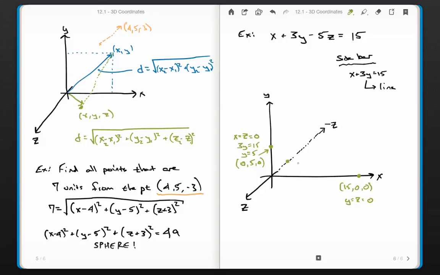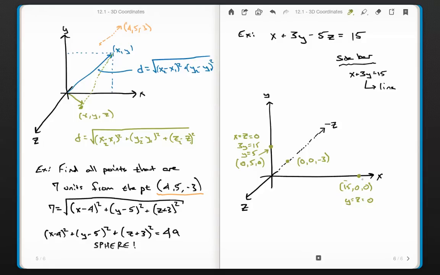And so this is 0, 0, negative 3. Right, so if I have to come up with, in the old days we'd just draw a straight line between these two points, and that would be a straight line. But if I want to do it in three dimensions, well, what do you think this would be? It would be a flat plane.